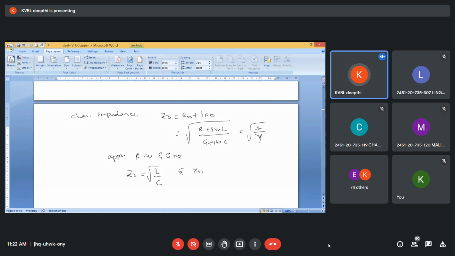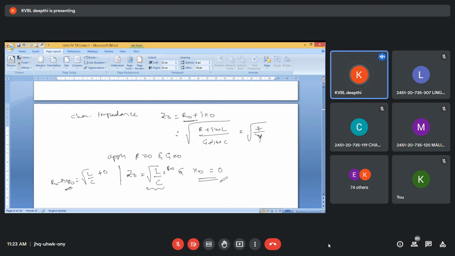And what about the X0 value? If you compare these two, it is only a real part. It is a real part, there are no J terms in this. So Z0 is equal to root of L by C, which is simply equal to R0. What about X0 now? X0 will be equal to 0 here, because we don't have any J terms in this. So R0 plus JX0 is equal to root L by C plus 0. There are no X0 terms in this, so X0 is equal to 0.